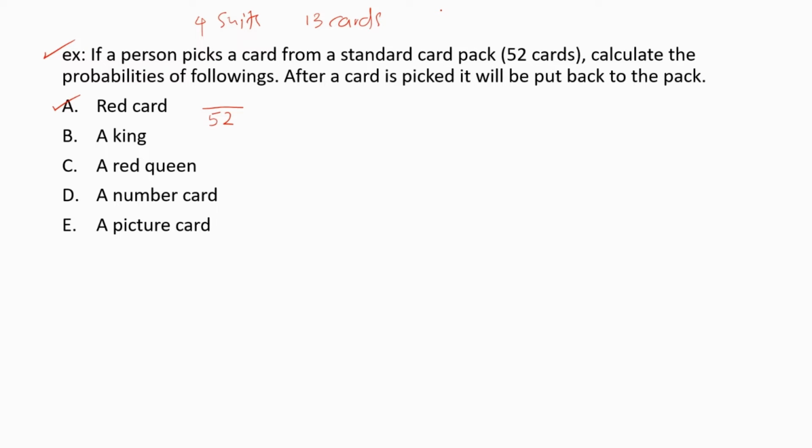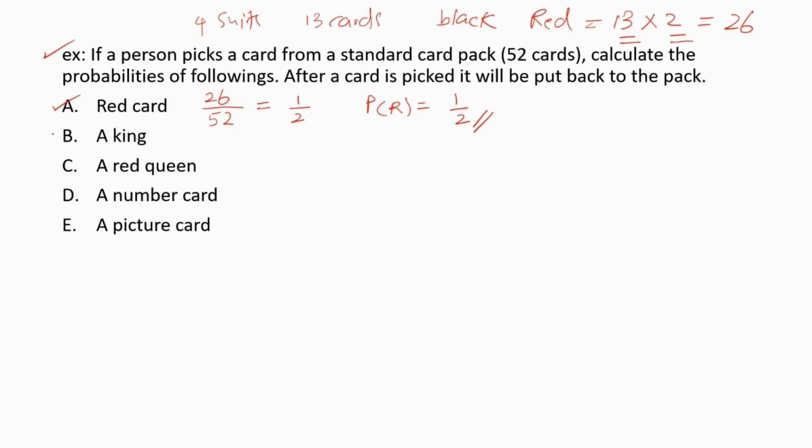Two of the suits are black and the other two suits are red. So, how many red cards in a card pack? There will be 13 multiplied by 2 because 13 is the number of cards in a suit and there are two suits which are red. So, 26. So, picking a red card out of the card pack is 26 over 52. We can simplify this, so this equals 1 over 2. So, probability of picking a red card equals 1 over 2.